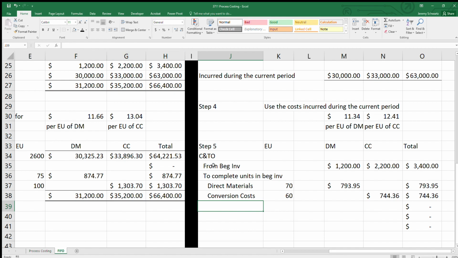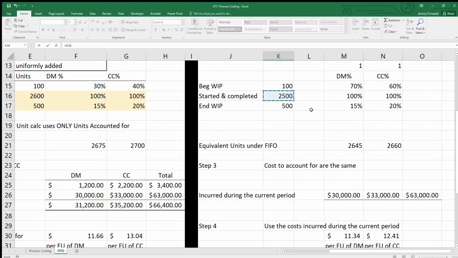So we have the costs that were in beginning inventory that got completed. The units that were in beginning inventory, that's being completed. Now the bulk of what's completed and transferred out is going to be started and completed. If I use an ampersand, that might be getting us into this cell here. Well, that's the 2,500, and since they were both 100%, we don't need to be doing a calculation here.